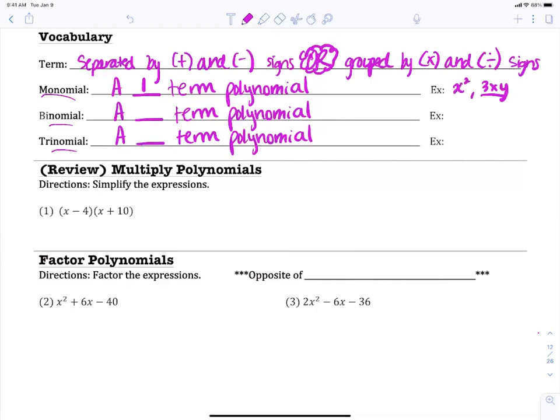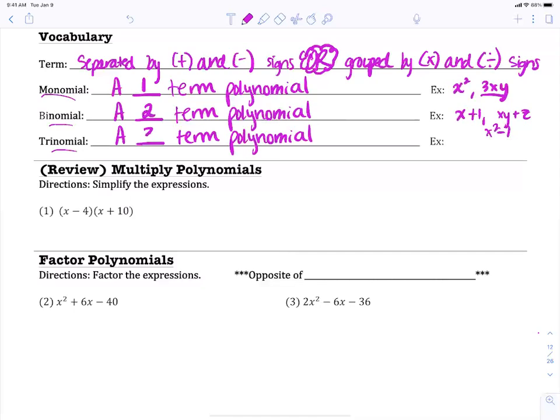A binomial means that we have 2 terms, and that basically just means that we're going to have exactly one addition or subtraction sign. So x plus 1 is a good example of a binomial. It could be something like xy plus z. We could have xy minus x squared minus 7. Those are all great examples of binomials because they have one addition or subtraction sign.